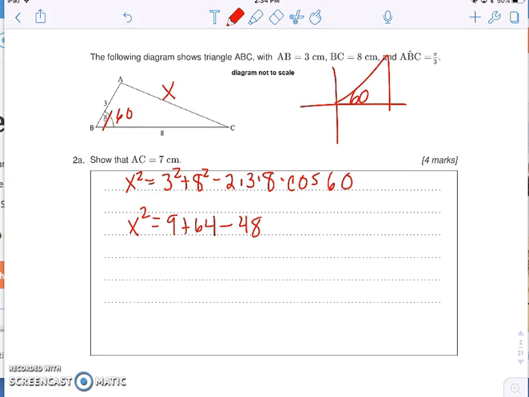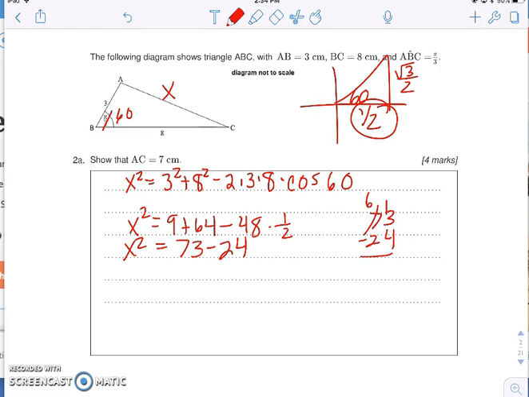Well, opposite 60 is root 3 over 2 and half. Cosine is our x value, so times half. So 64 plus 9, that would be 73, minus half of 48 is 24. So 73 minus 24. So x squared is equal to 49, so thus we prove x, or side AC, has to be 7.